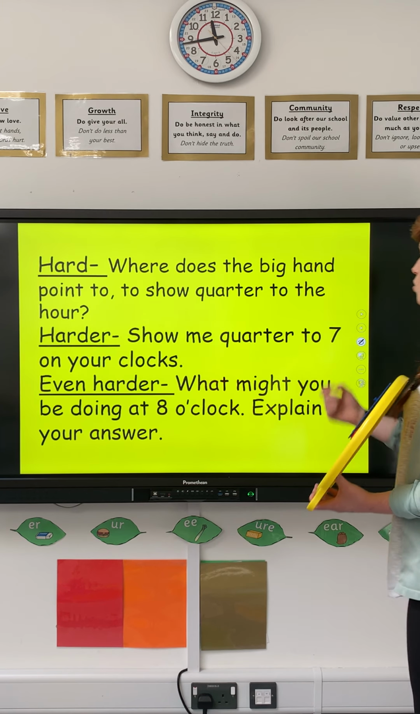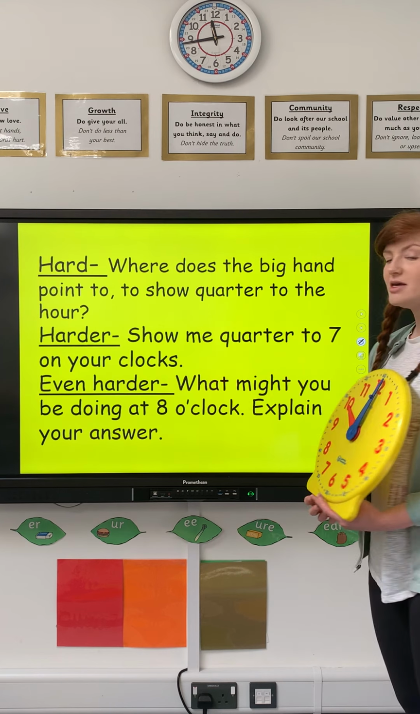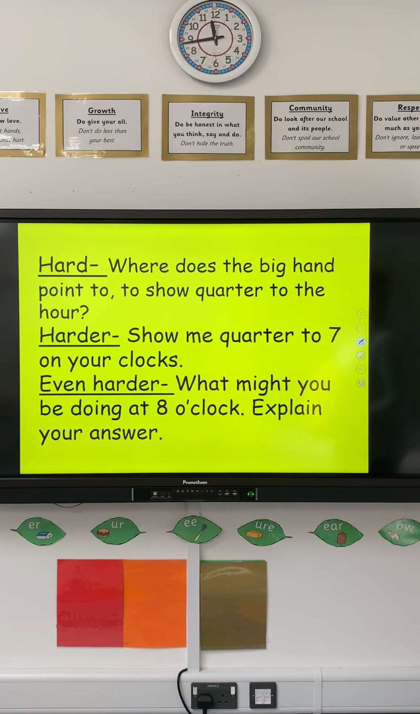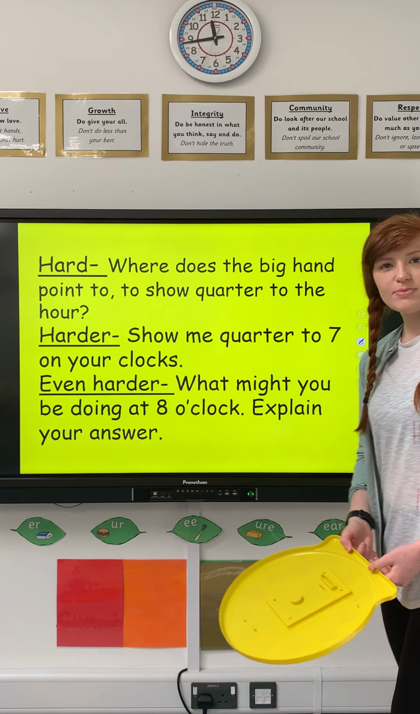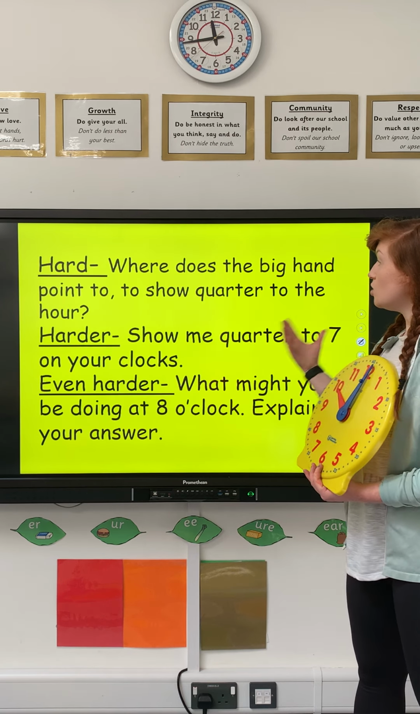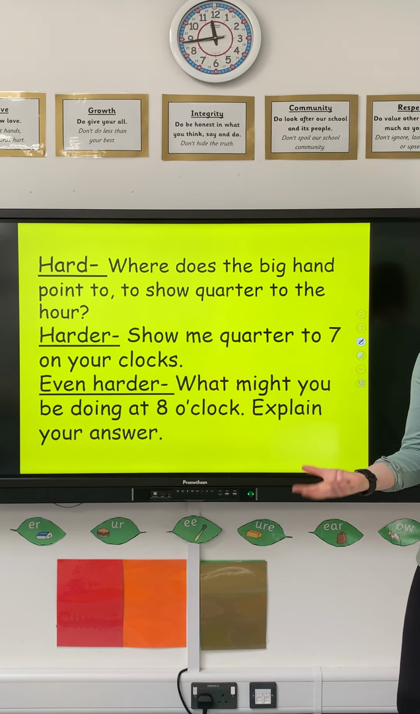So these are some questions that you can have a little look at home. So hard: where does the big hand point to show quarter to the hour? Harder: show me quarter to on your clock. And even harder: what might you be doing at 8 o'clock? Explain your answer.